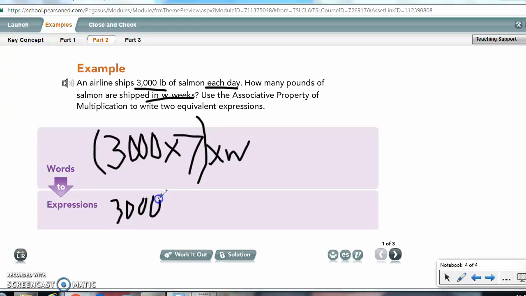times 7W in parentheses, where W is my amount of weeks. Notice now by doing 7W, I can plug any number in for W depending on the amount of weeks to make it easier to solve this equation.